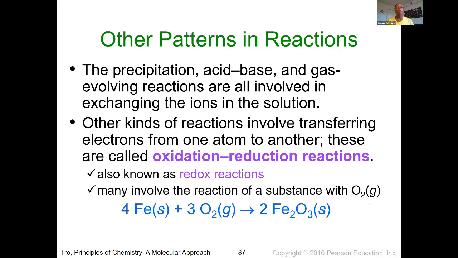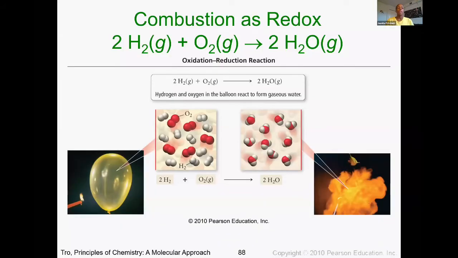An example of a redox reaction is shown here, where we have solid iron reacting with oxygen, creating this ionic compound, iron(III) oxide, that now has ionic species embedded within it. How did that happen? In redox reactions, one of your elements is gaining electrons and one of them is losing them in this transfer process.